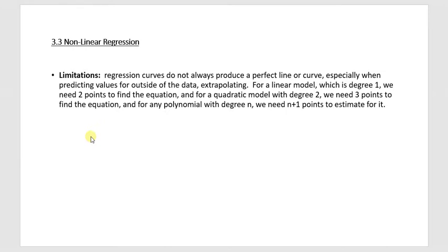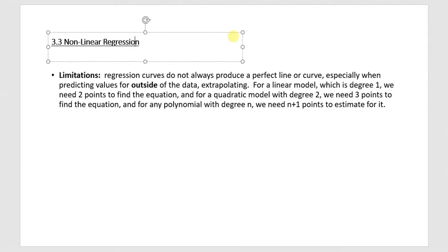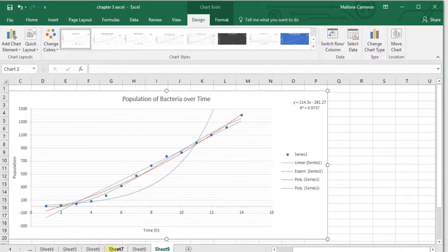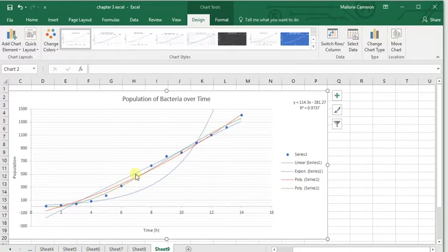Also, we're looking at the coefficient of determination. It doesn't always produce a perfect line or curve, especially when the predicting values are outside of the data. This is super important, okay? What we just looked at in this example was how in example one, we extrapolated. We said, if this is the data, we're going to predict that the data continues to go up. But that wasn't quite the case, because looking at sheet nine, yes, the data went up, but then the data squiggled. It almost looks like a sine curve, because it's going up and down over that diagonal line. That's what it looks like to me.